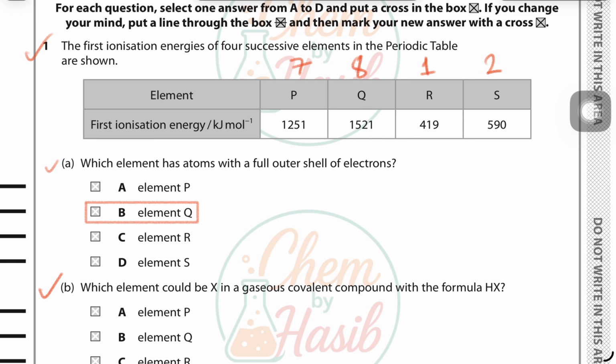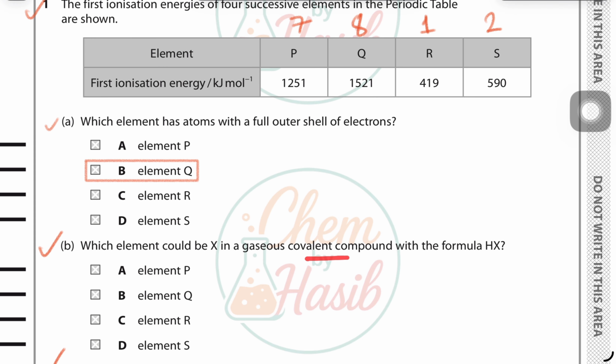Then B says, which element could be X in a gaseous covalent compound with the formula HX? So X must be a group 7 element, right? From the formula HX we can clearly understand this. Basically it might be HCl or HF or HBr, because hydrogen halides have this kind of formula. So this must be group 7, and group 7 is the element P. So the answer to question B must be A.